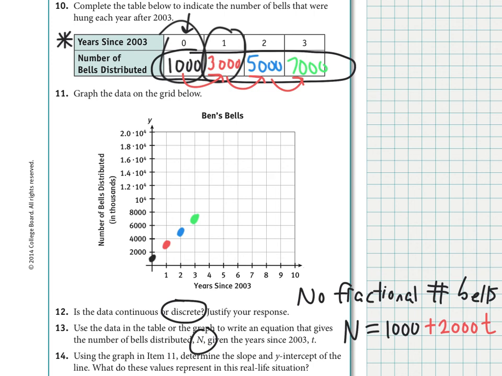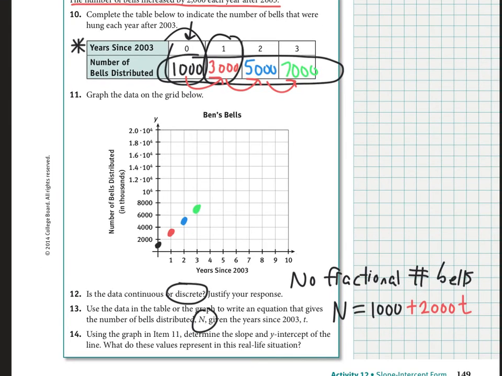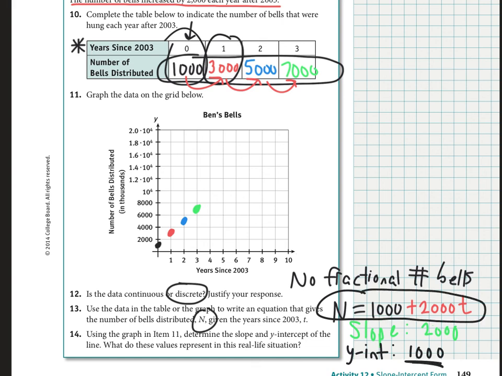Okay, so using the graph, in 11, determine the slope and y-intercept. So let's take a look. The slope is the rate of change. How much is it changing each year? 2,000. There's 2,000 more bells each year. And the y-intercept is the starting value. Again, we're considering 2003 as the beginning, so we started with 1,000. And notice that's how the equation is built: starting with the y-intercept, and in this case we are adding the slope times t. And that's how linear equations are written.